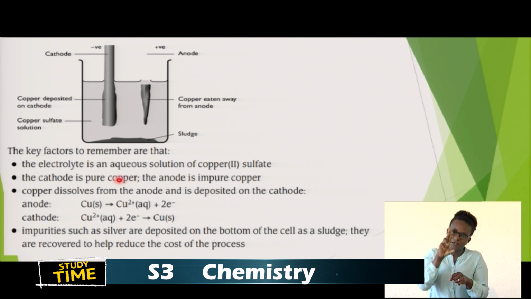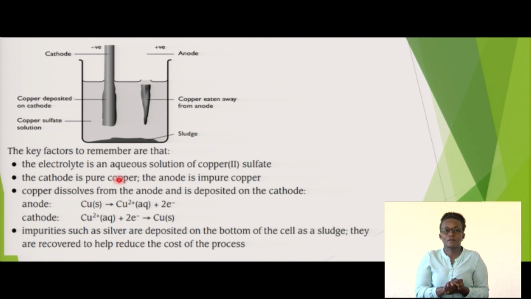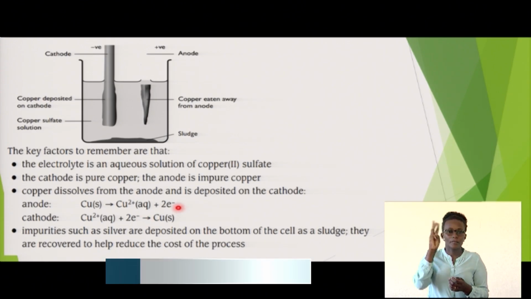The cathode has to be pure. You remember in the electroplating, I need you to take note, the anode was the pure one. In the purification, the cathode is the pure one, whereas the anode is impure. So that means they are opposite. Electroplating is the opposite of purification. Copper dissolves from the anode and is deposited, as we mentioned earlier. It is the same thing that is happening in electroplating and in purification.